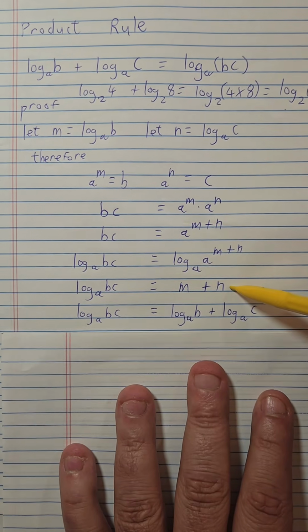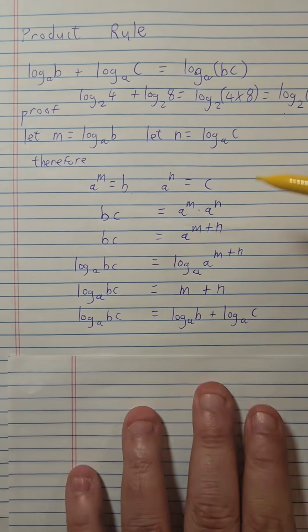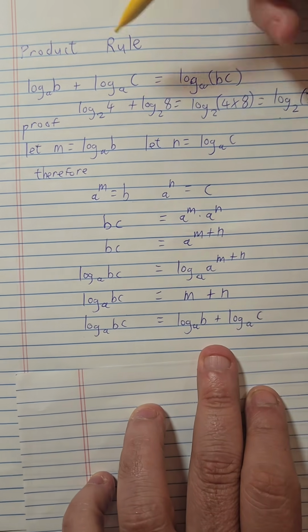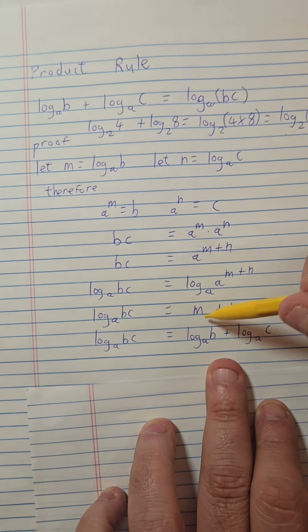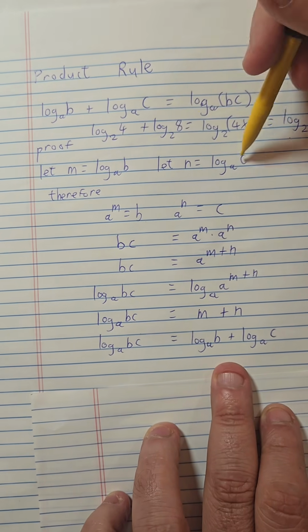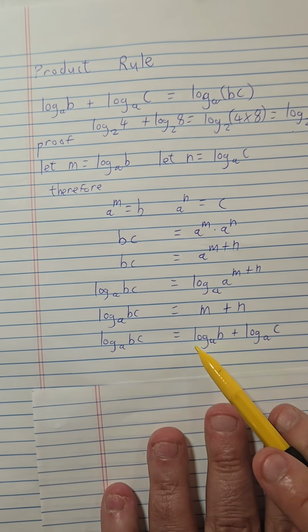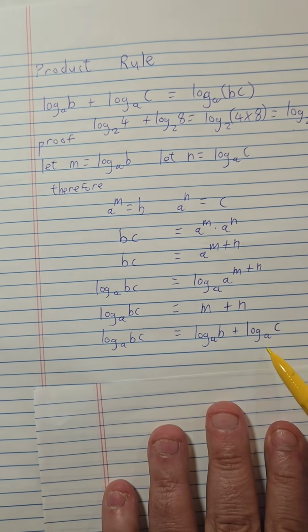And now what we do is, I still rewrite the left and we substitute back. We said over here that M is log A of B, and we said here that N is log A of C, and therefore the log A of BC equals the log A of B plus the log A of C.